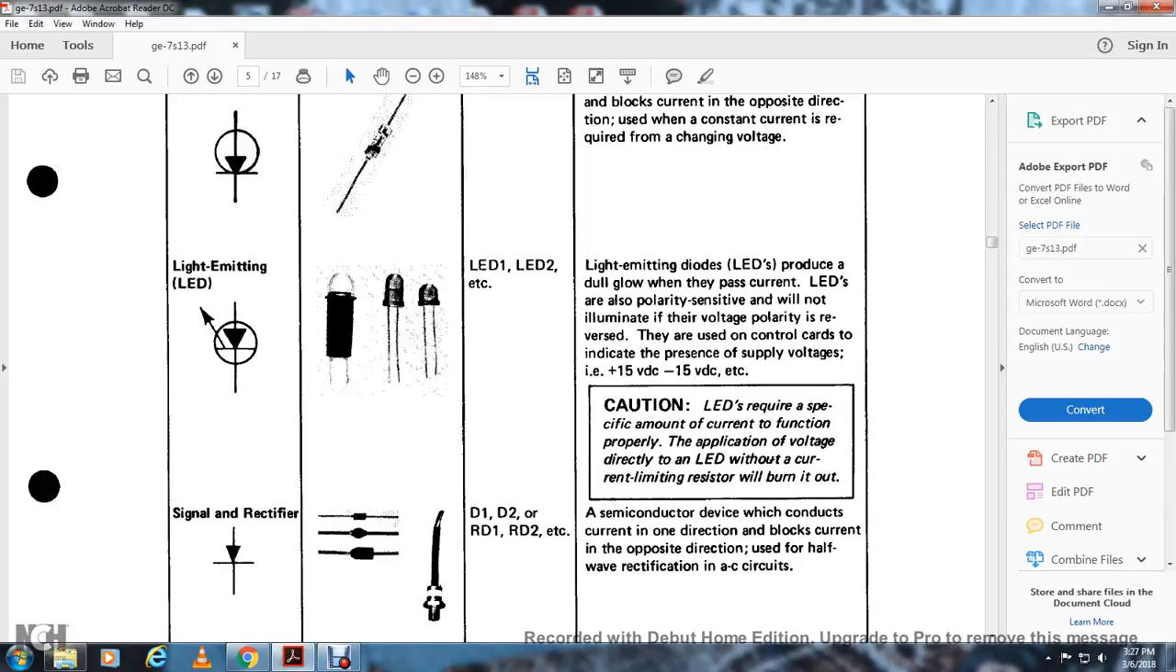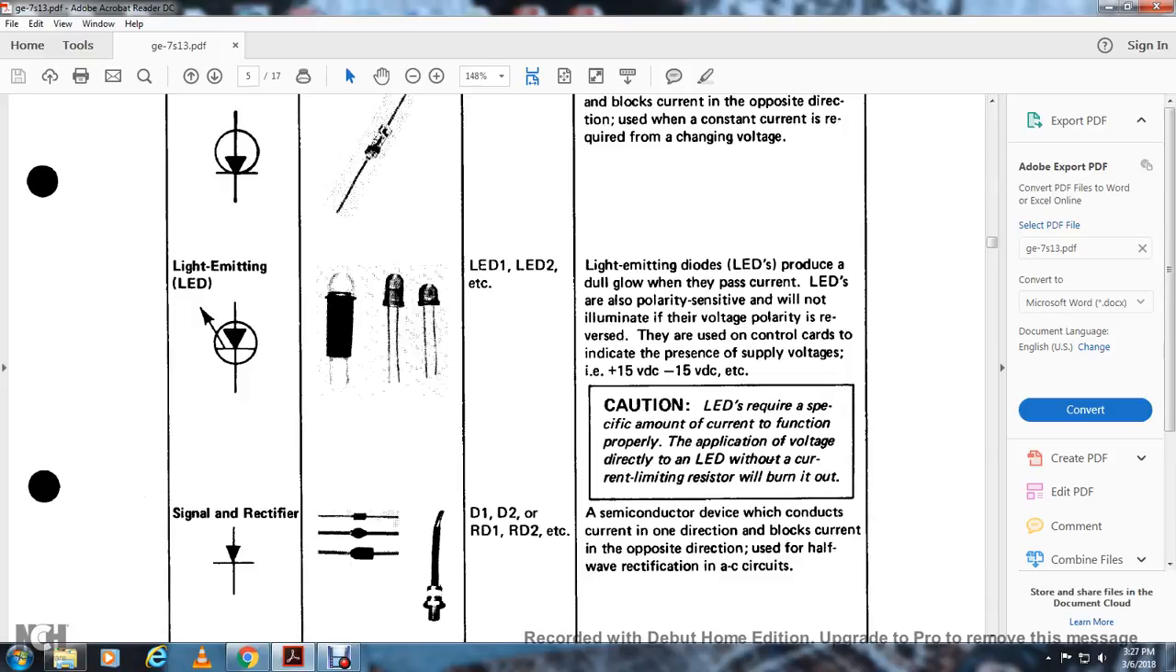Alright, a light emitting diode, LED, shows a pothead in the middle of the circle with an angle with an arrow, a filled arrow to the left of the pictorial. Light emitting LED 1, LED 2. Light emitting diodes produce a glow when they pass current. LEDs are also polarity sensitive and will not illuminate if their voltage polarity is reversed.